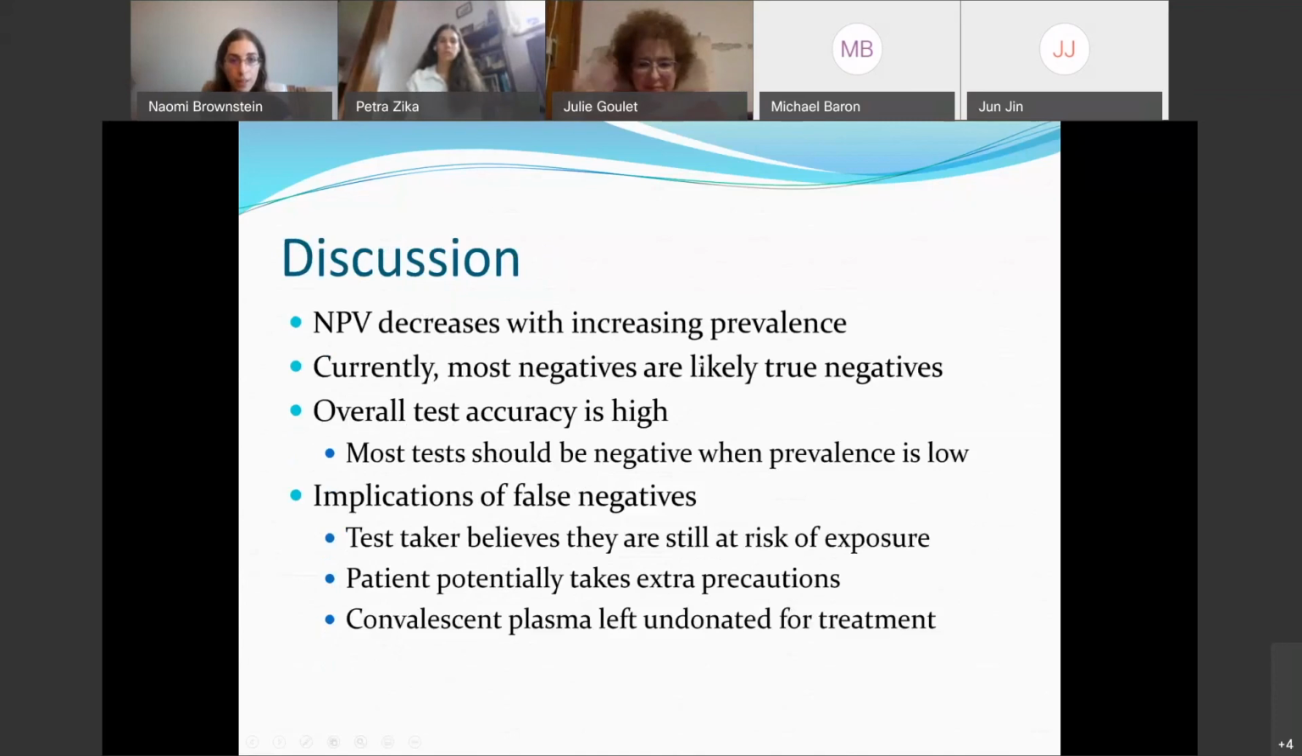Couple things to highlight really quickly. Again, overall test accuracy is high because when the prevalence is low, we expect most tests should be negative. So the fact that there are lots of true negatives actually drowns out the false positives that we get. So I just want to point that out. And then what are the implications of false negatives? Well, it probably means that somebody thinks, okay, I never had COVID, but I actually did. They'll probably be extra cautious. But the bad implication here is that convalescent plasma could have potentially been used, and it will be left on the table and not used.